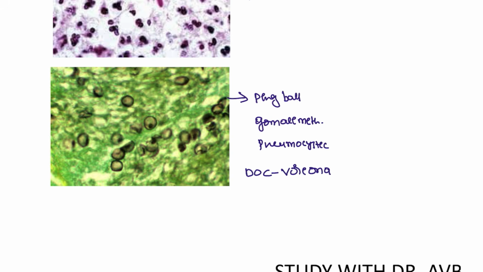Next, this is the pink ball appearance, and this stain is a special stain, Gomori methenamine stain, used for the Pneumocystis condition. Drug of choice is, again, voriconazole is given for this patient, or you can also give trimethoprim. Next, these are important points, and another one is Cryptococcus, right? Cryptococcus meningitis is specifically India ink positive because of the presence of the capsule, right? And for this patient also the drug of choice is itraconazole.